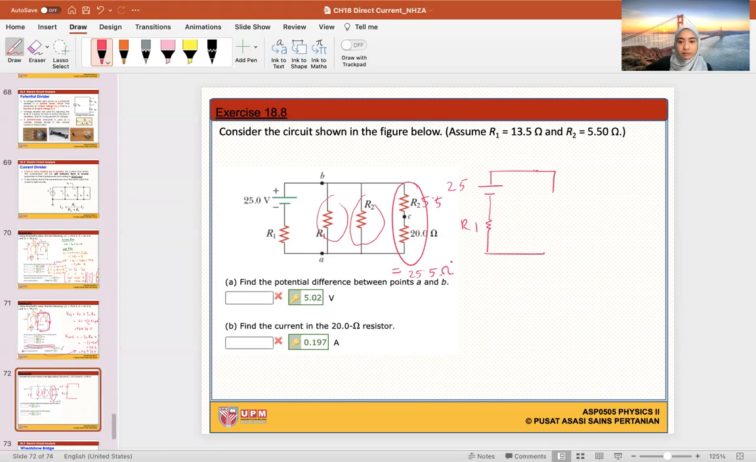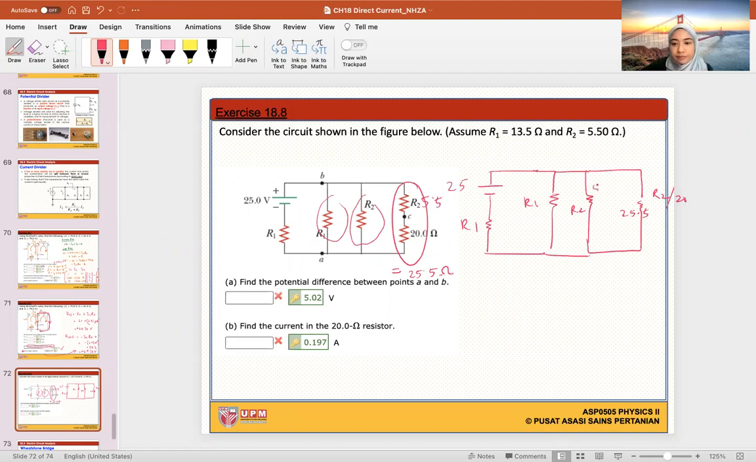ohms. Okay, can someone please check my work and see if I'm doing things correctly or not? Please check my work too. So this is the first time that I'm doing it. So R2 is 5.5, this is 20, so we get 20.5 over here as our R equivalent. R equivalent of R2 and 20. So R2, oh okay, the value is the same. R2 plus 20. So that is 25.5.